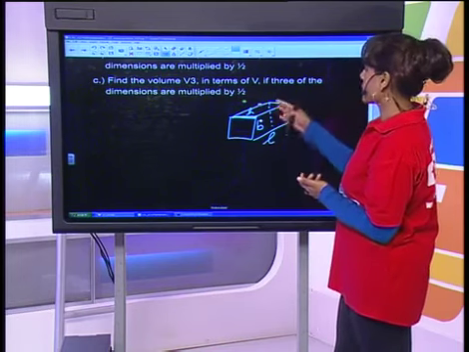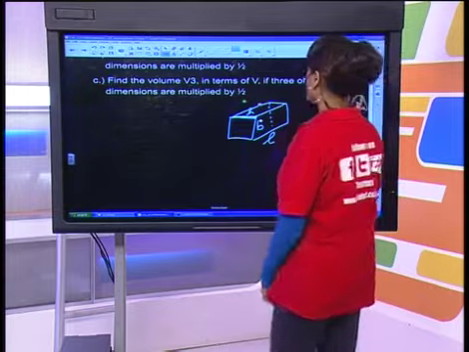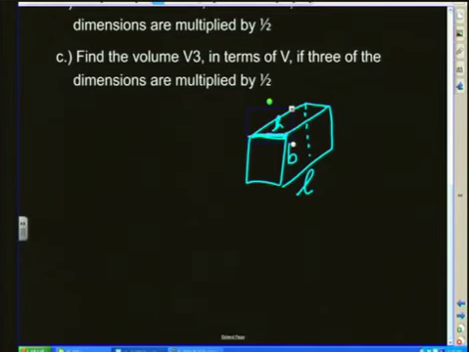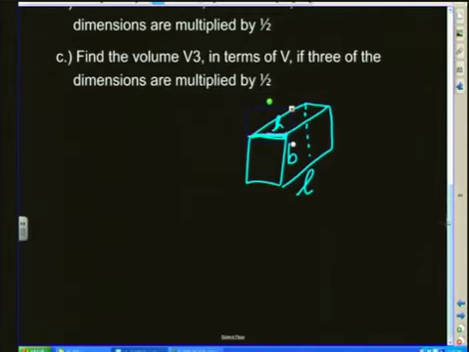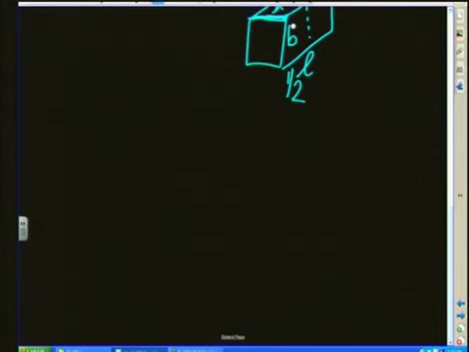All right, so we've got the length, the breadth, and the height, and we need to see what happens when we multiply just one of the dimensions by a half. So it doesn't matter which one. Let's just say the length is decreased by a half.